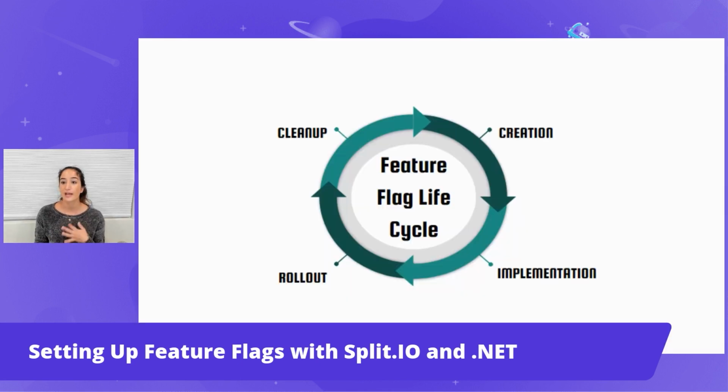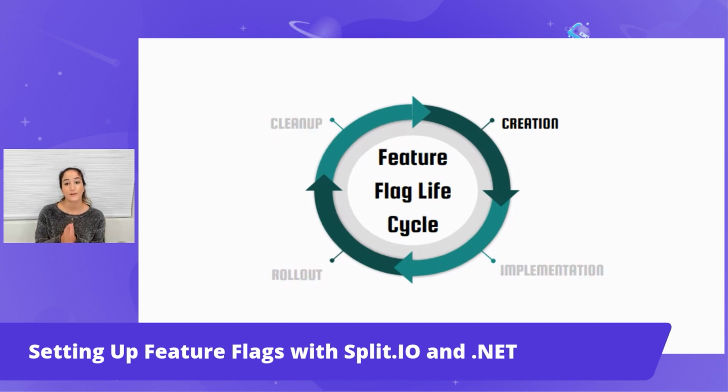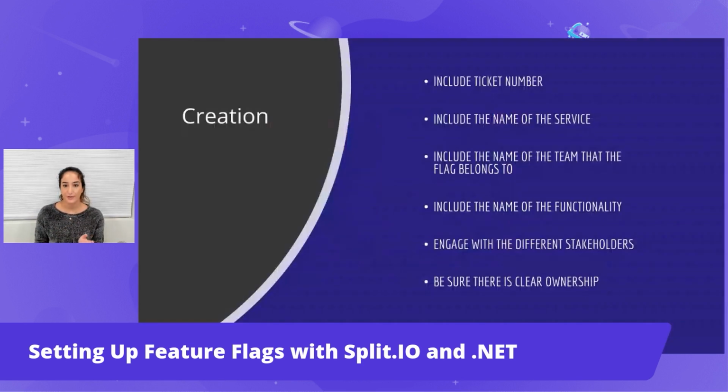So when we look at the feature flag lifecycle, we have 4 stages. The 4 stages are creation, implementation, rollout, and cleanup. I just want to go through each of these and talk about best practices for each section. The first step is creation, and there's a few things to note when you're creating your feature flag.